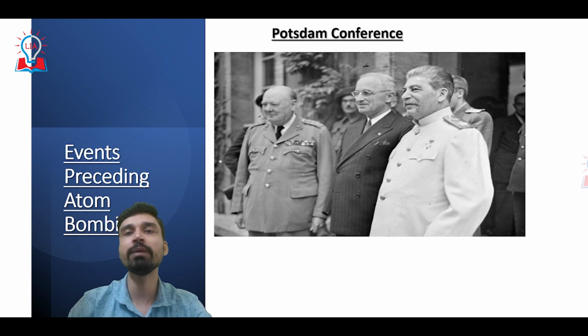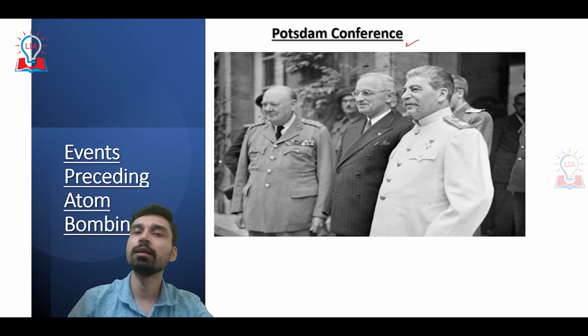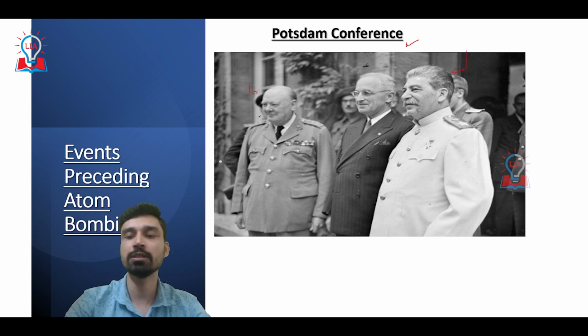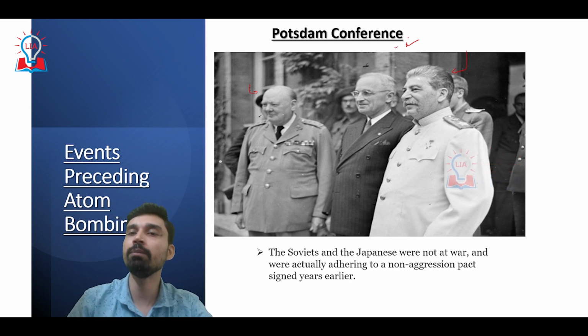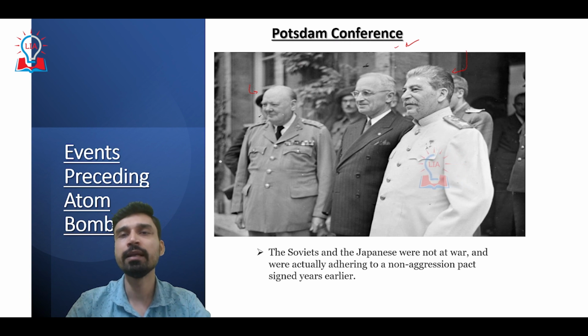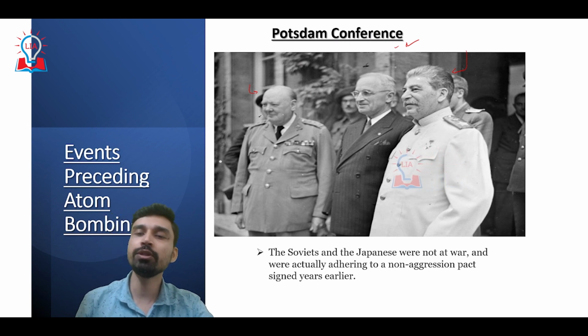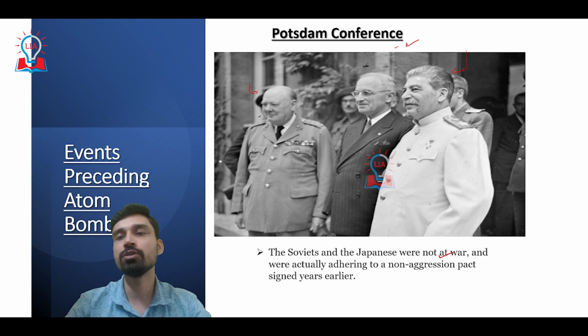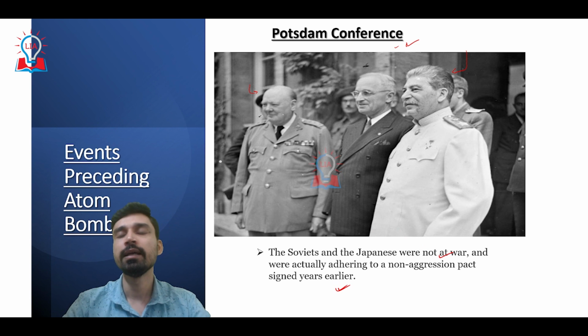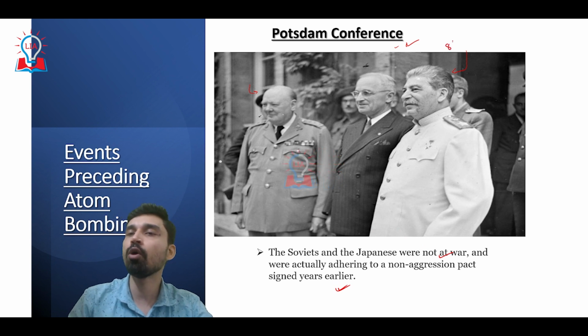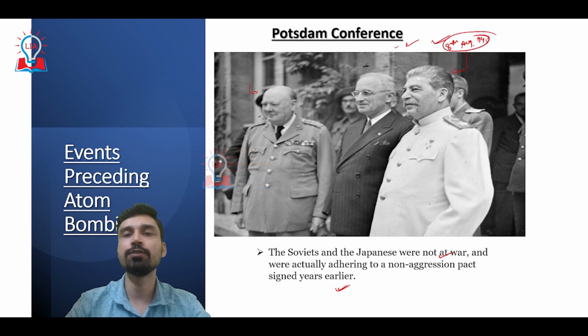However, once Harry Truman became president, another conference was held. From the UK, it was Winston Churchill, and from the USSR, it was Joseph Stalin. And in this Potsdam conference, Harry Truman had a very big concern. And what was that concern? The concern was that the Soviet Union and Japan were not at war, because they had already signed a non-aggression pact years earlier, and the Soviet Union would only enter the war on 8th of August 1945. That was the predetermined date, 3 months after the surrender of Germany.